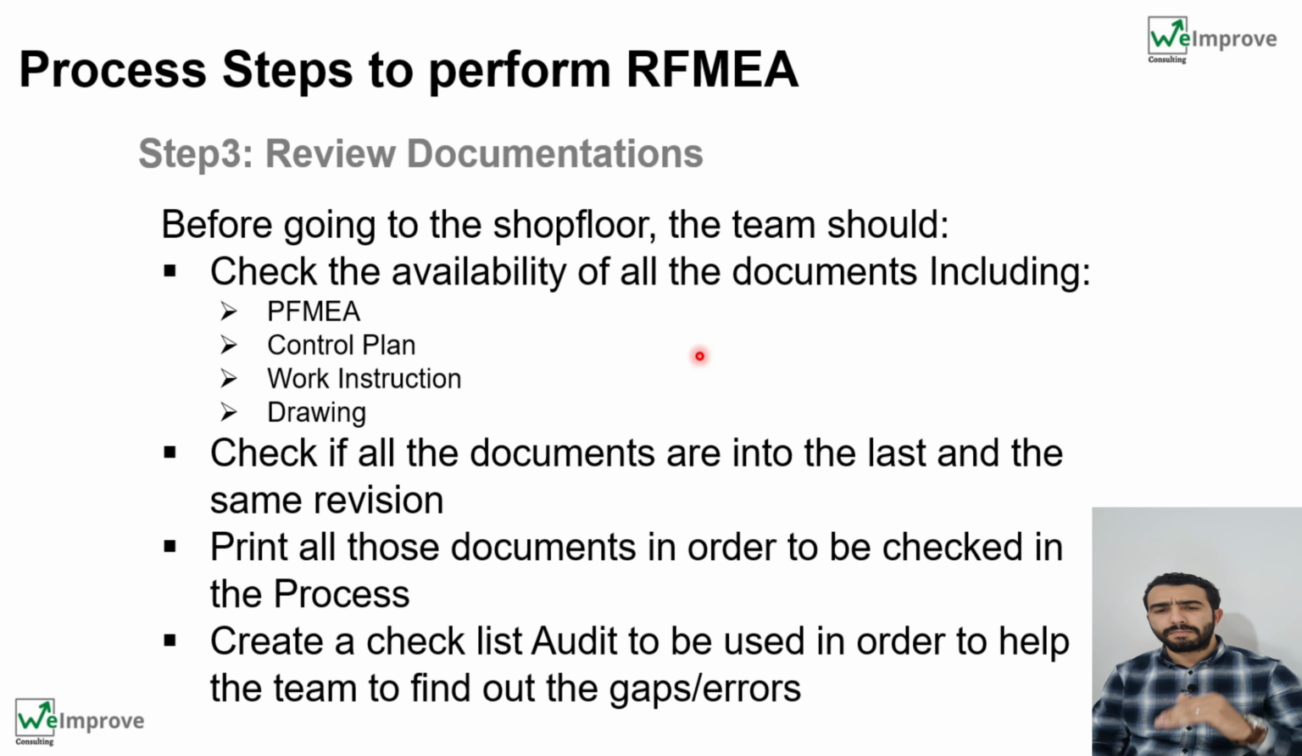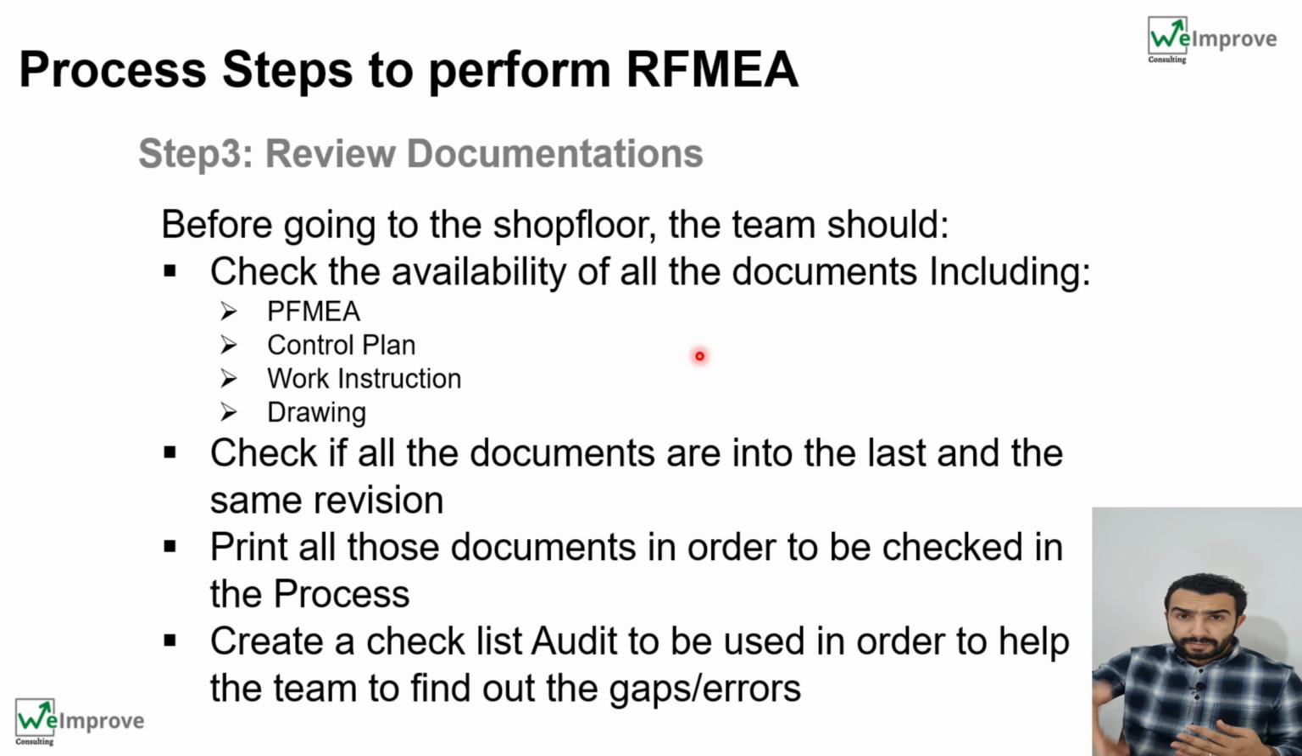Secondly, you have to check that all documents are in the last and the same revision. This is one of the most important things in this third step, because sometimes you have a lot of revisions. The process engineer will bring the last revision of the PFMEA, which is 6, and the quality engineer will bring the last revision, which is 5. Then they go to the shop floor without the same revision, and they will start to discuss and waste time if they highlight, for example, a risk in PFMEA version 5 that is already included in revision 6. They will just lose time. So please be sure that all the documents are in the last revision and with the same revision.